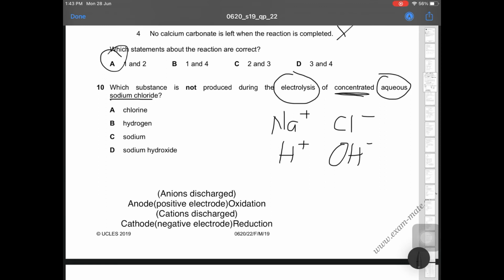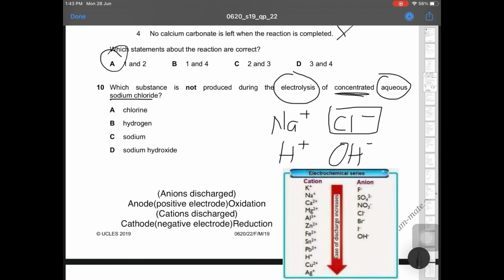So now thirdly, we need to see the word concentrated. So this means that the Cl minus will be the one that will discharge instead of the OH minus. And then since H plus is less reactive than the sodium ion, it will be discharged more easily than the sodium. So hydrogen and chlorine will be released.